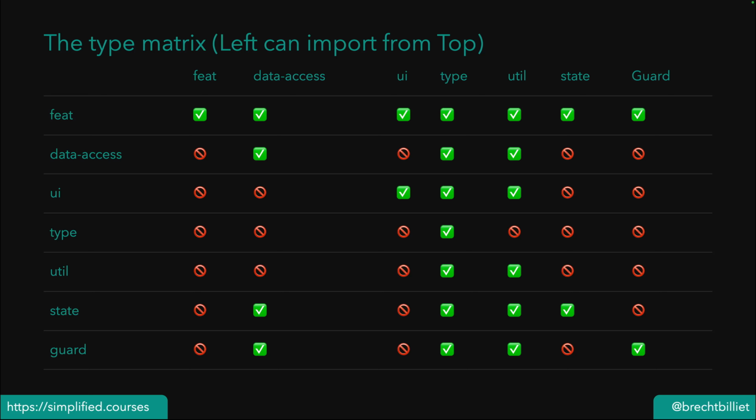Type cannot import from anything except type. Util cannot import from anything except util and type, and state can import from data access, type, util, and state. Guard can import from data access, but not from UI. It can import from type, util, but not from state. Again, it can import from guard. It's not a part of the boilerplate yet, but I believe guard should have its own type.